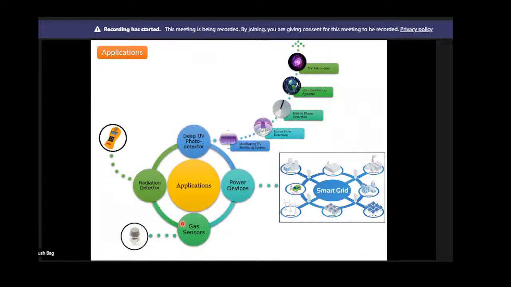Then looking into the application of this particular material, that is gallium oxide, it has a broad range of applications, starting from the radiation detector. This is very important for space application. Then obviously there are high temperature gas sensors, which were covered in the first day's session in this particular workshop. Then of course we can realize power devices and deep UV photodetectors, and these two applications we'll try to see in detail.